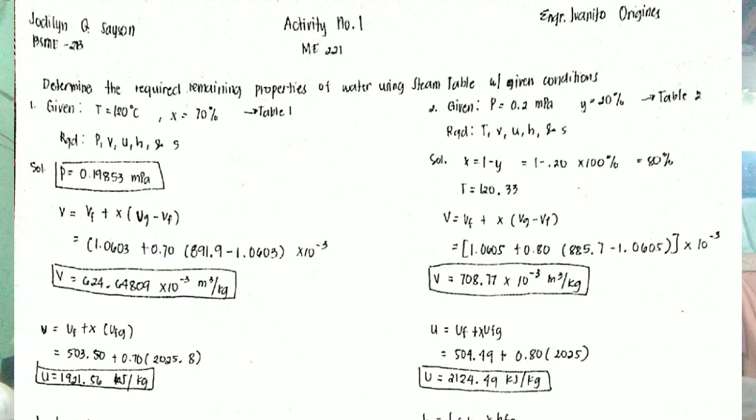V is the specific volume, and the answer is in cubic meter over kg. S is the specific entropy, which is kJ over kg times K, and U is the specific internal energy, in kJ over kg.